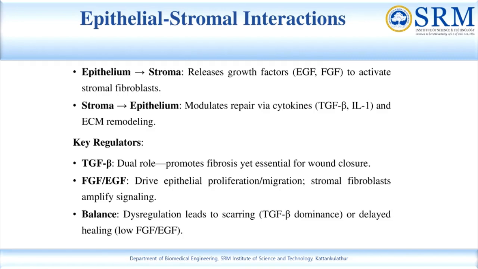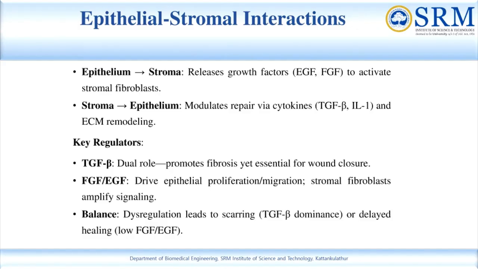Next, coming to the FGF, EGF signals. These are the primary drivers of the epithelial proliferation and migration, and also of the reepithelialization process. Stromal fibroblasts amplify these signals through paracrine loops, which help in accelerating the healing process. So the balance is very critical.